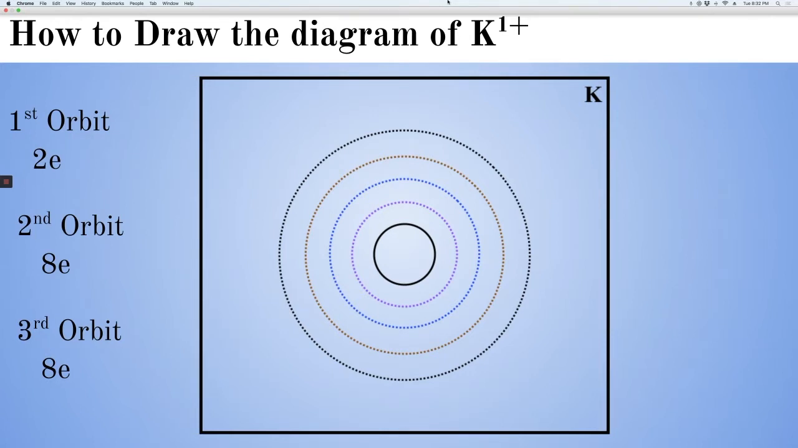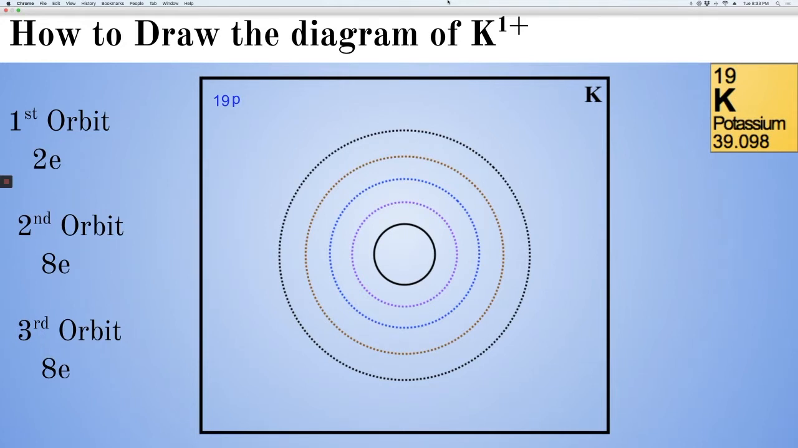So if you look it up in the periodic table, you find that potassium has an atomic number of 19. Therefore, it has 19 protons inside the nucleus of the atom. To calculate the number of neutrons inside the nucleus of this atom, you notice that the number at the bottom of the symbol K is 39.098. If you round it up to the nearest integer, that would be 39.